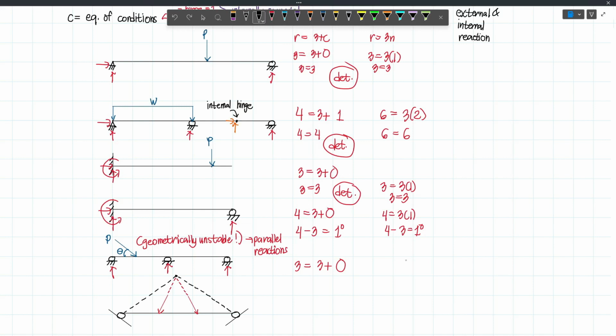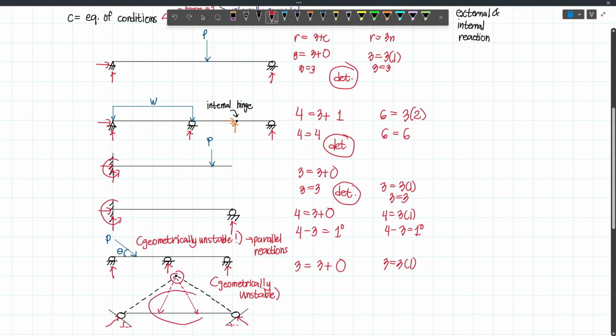Now for r equals 3n, it is the same. 3 equals 3 times the number of members, 3 equals 3. So it is determinate. And then this next example is still geometrically unstable. Here we have a perpendicular reaction and also a perpendicular one here. And let's say the inclination of those angles is the same. And then, for example, your forces are also inclined such that all your reactions and the applied forces meet at one point. If that happens, it is geometrically unstable, but this one is due to concurrent forces.